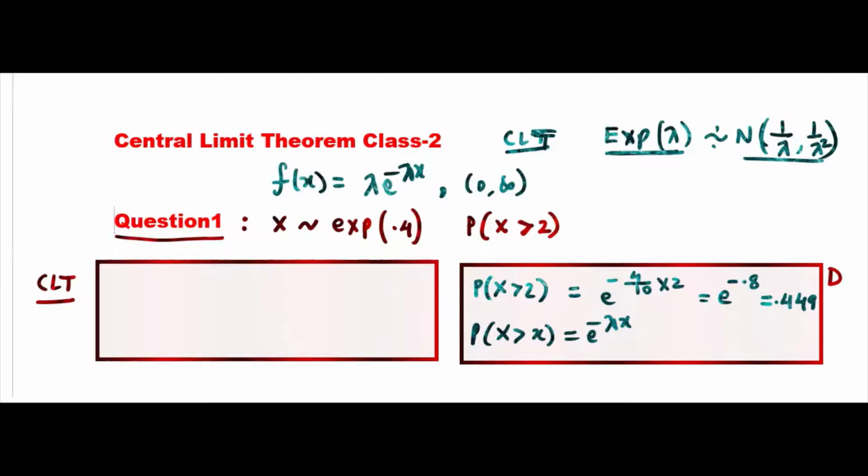Now I want to find the probability that x is greater than 2. That will be equal to the probability that x, whose distribution I know, so let me write here normal with mean 1 upon lambda, which is 4. What is 1 upon lambda square? Let me write it this way only, 0.16. Is it okay? Yes, sir.